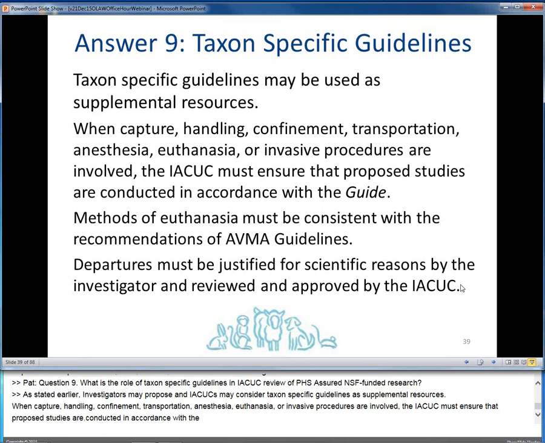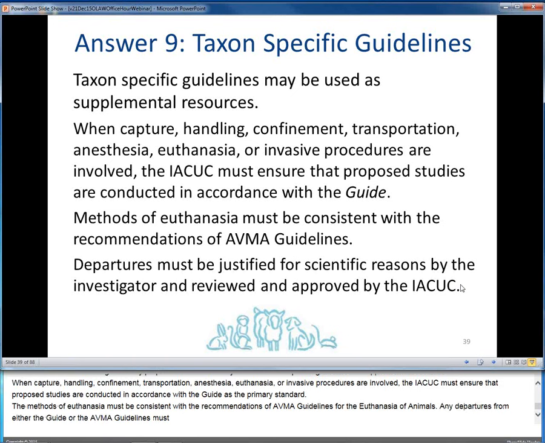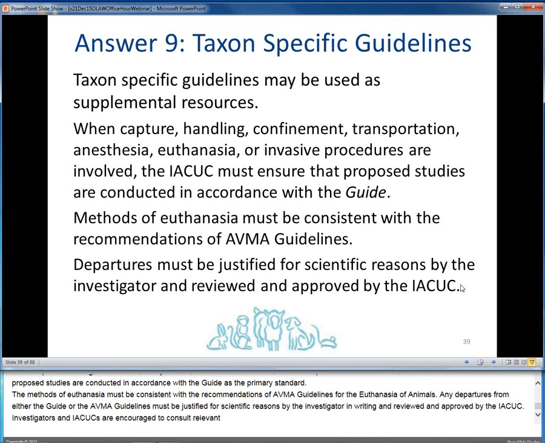The methods of euthanasia must be consistent with the recommendations of AVMA Guidelines for the Euthanasia of Animals. Any departures from either the Guide or the AVMA Guidelines must be justified for scientific reasons by the investigator in writing and reviewed and approved by the IACUC. Investigators and IACUCs are encouraged to consult relevant professional societies, available guidelines such as taxon-specific guidelines, wildlife biologists, and veterinarians as applicable in the design of field studies.